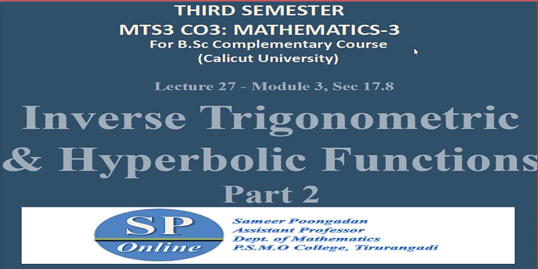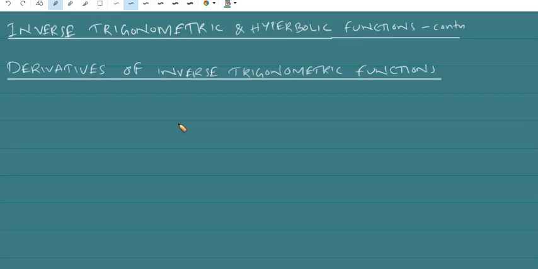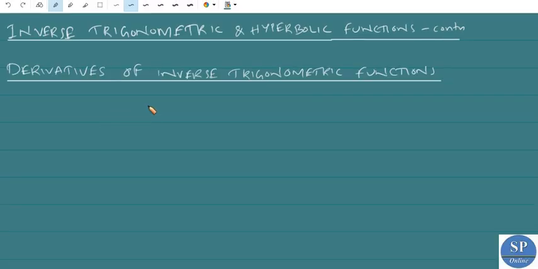This is the second part of the topic, inverse trigonometric and hyperbolic functions. In the last lecture, we discussed the definition of inverse trigonometric functions. Also, we have done a problem about inverse trigonometric functions. Now, this is the continuation of the previous lecture. So, here first of all, we can derive the derivative of inverse trigonometric functions.